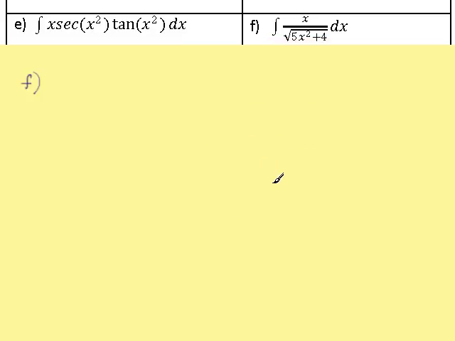In f, we have another u substitution. Notice that this inner function has derivative 10x, and we have the x over here. So that's a perfect situation for u substitution. So we'll put u equal to that inner function, and du is 10x dx. And let's solve for x dx. Divide both sides by 10.